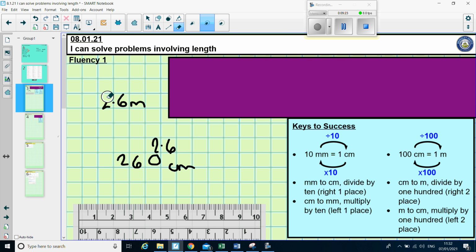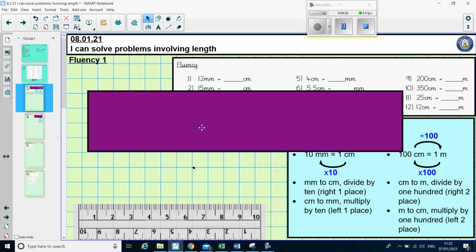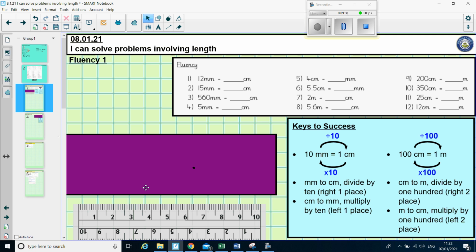Okay, I'd like you to have a go at the Fluency 1 questions then for me, Year 6. So if I just move that out of the way, there are 12 questions there for Fluency 1. So if you pause the video now and have a go at those questions, and then I will go through the answers. Okay, hopefully you've had a go at those questions.